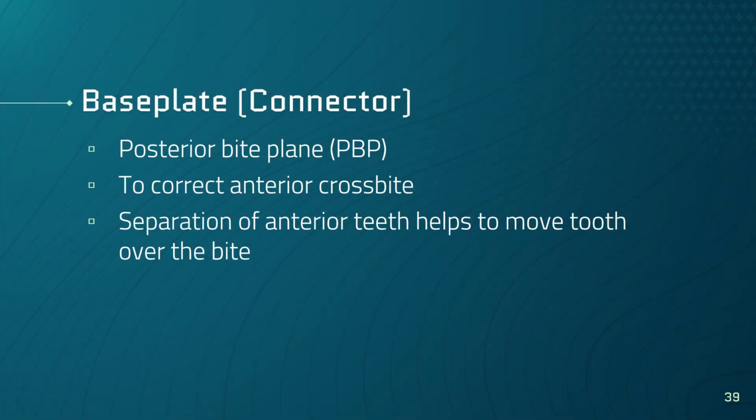Okay, now the posterior bite plane. A posterior bite plane is commonly used to correct the anterior crossbite. The separation of the teeth caused by the posterior bite plane helps to move the tooth or teeth over the bite.